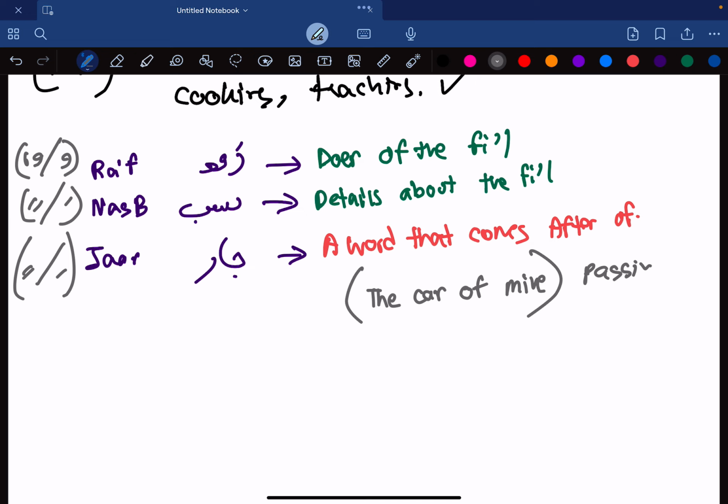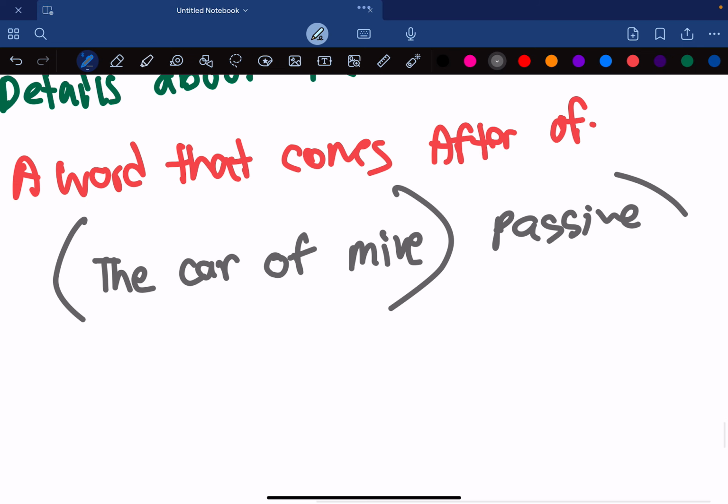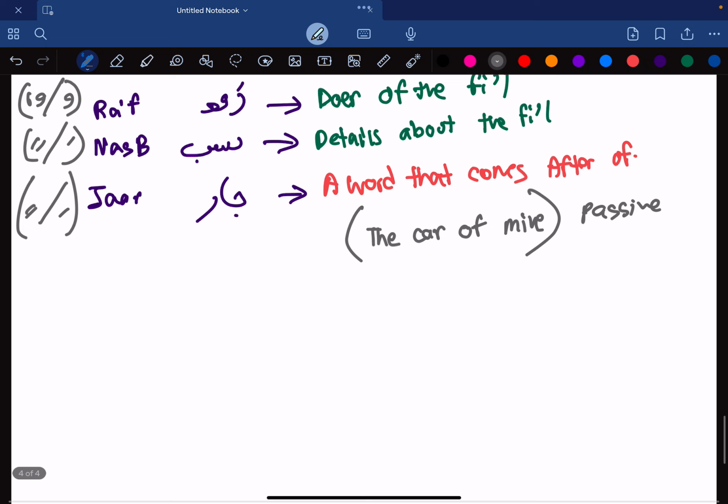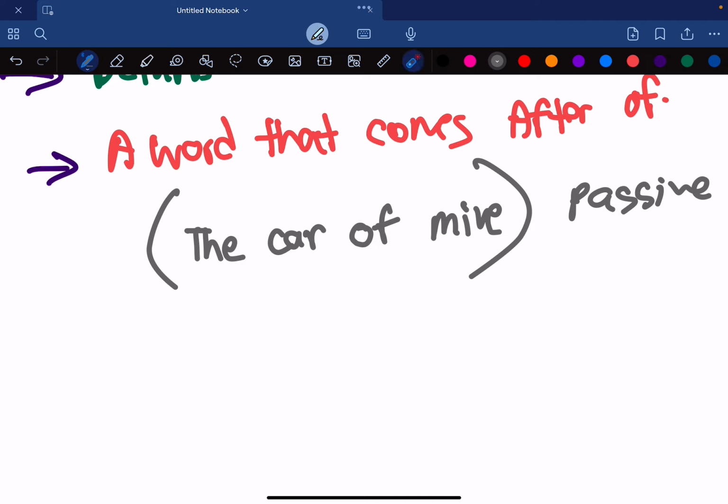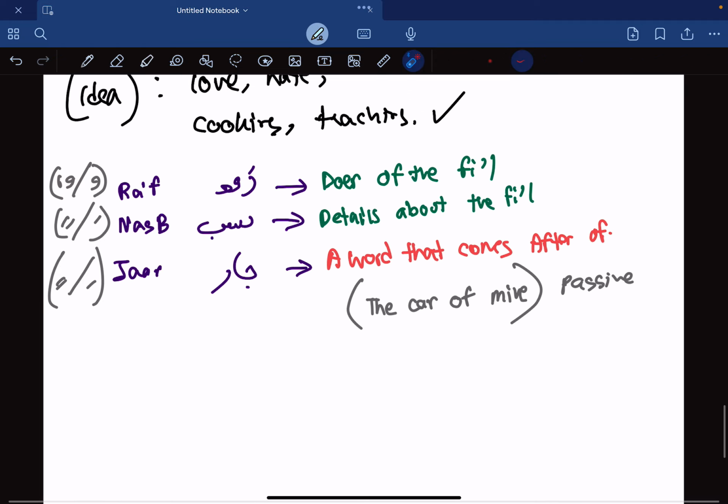The active tone would be something else. Just know this: passive tones are always exaggerating your stuff. You know, I ate my sandwich. That's the normal way a human being would say it. But a passive tone is always exaggeration. This is hyperbolic. The sandwich was eaten by me. That's your passive. So the car of mine, you're exaggerating it. And what's going to be jar here? The word that comes after "of" in the car of mine. So this "mine" is going to be jar.